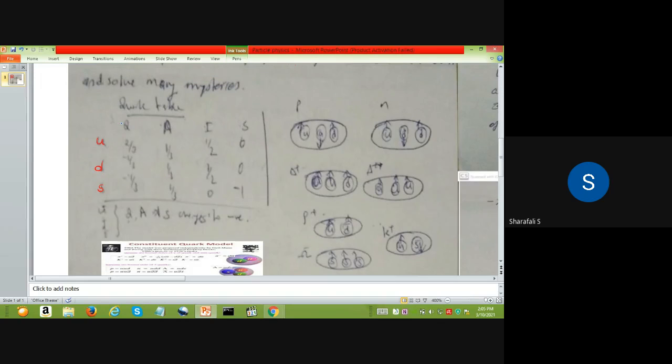You can see from here. First one is Q, the charge of each quark, and this one is the baryon number, which is A. Then we have the isospin I, and then we have S.